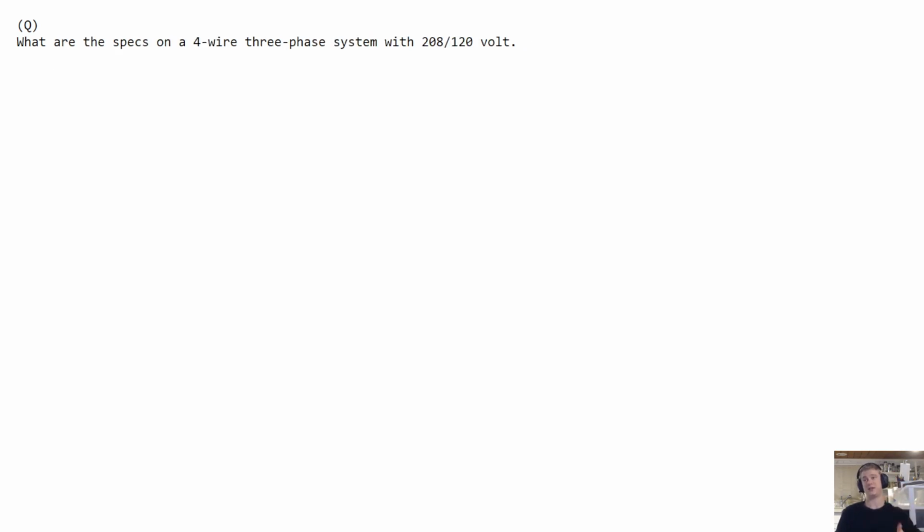Next, what are the specs on a 4-wire 3-phase system with 208/120 volts? Okay, so if we wire this 3-phase, we can have 208 volts. We can also wire single phase with 120 volts if we just do one of the phases with the center tap, and then we can also do single phase 208 volts. And this would technically be phase A and B with the center tap as well, but in some cases you do not need the center tap and you just have the phase A and phase B line, or line A and line B.